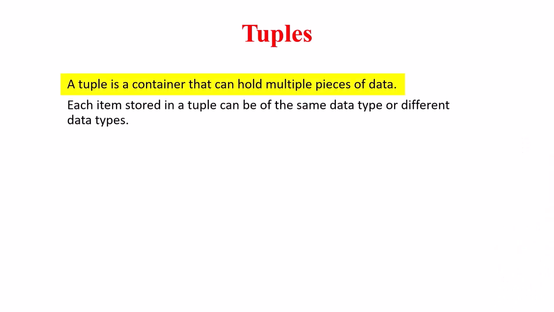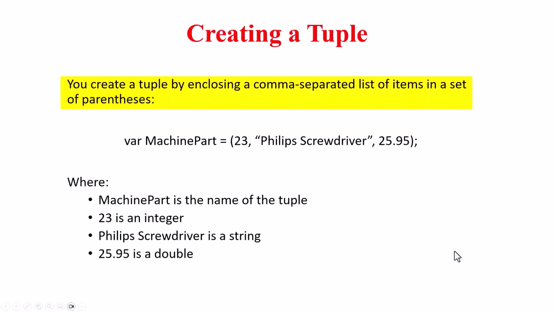Watch. We covered quite a bit so far in structured data types, and finally we're going to take a look at the last piece, and that's called tuples. Basically, a tuple is a container that can hold multiple pieces of data. Each item stored in a tuple can be of the same data type or different data types. You can create a tuple by enclosing a comma-separated list of items in a set of parentheses.